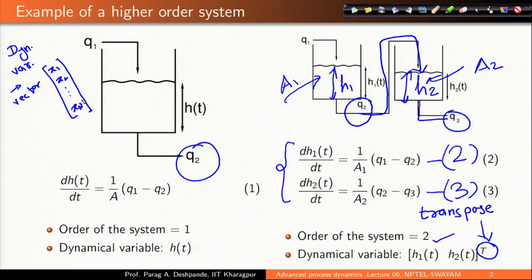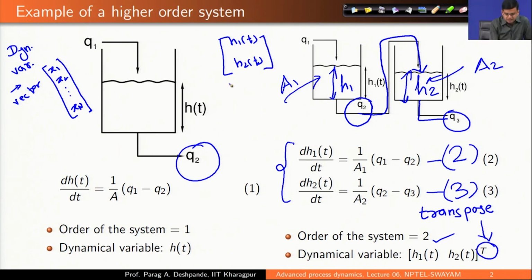So, for the case given here, you have a dynamical variable which is a vector given as h 1 t, h 2 t, or alternatively h 1 t, h 2 t transpose. Okay. So, there are two ways of writing this. You can write this as h 1 t, h 2 t, which is equivalent to writing h 1 t, h 2 t transpose. So, this will be our notation for representing dynamical variables in higher dimensions.